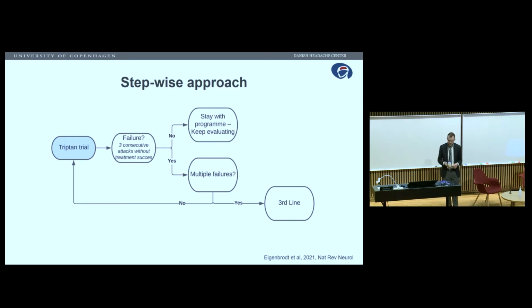There's good evidence to support that another triptan might work. So try again, and keep this patient centricity central to your treatment. Talk to your patient about there being other treatments out there. We'll try something else, and we'll evaluate accordingly. Stay with the program. Keep evaluating.